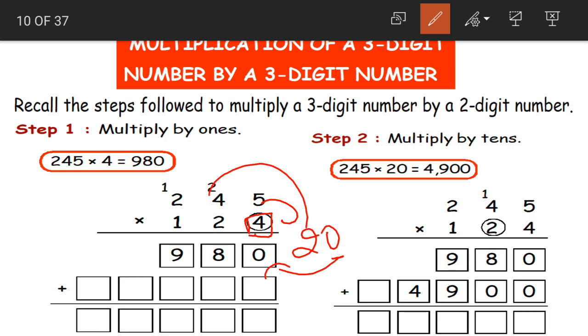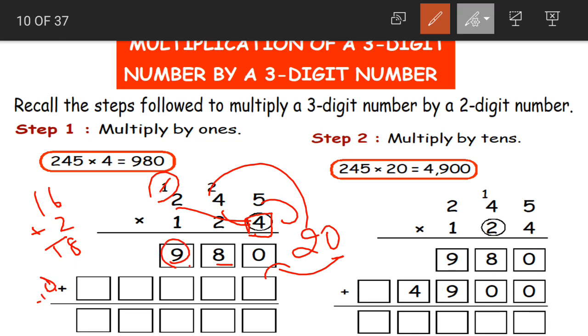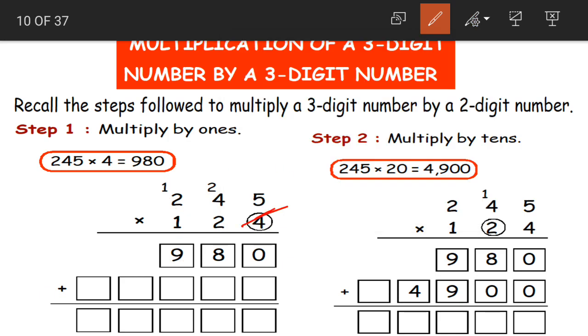0 here, 2 carried. 4 fours are 16 plus 2 becomes 18. Yes, 8 here, 1 carried. 4 twos are 8 plus 1 becomes 9. So the answer becomes 980. Yes children, we are done with the digit in the ones place. Now moving on to the digit in tens place, that is 2.